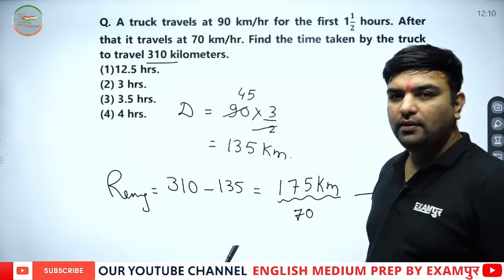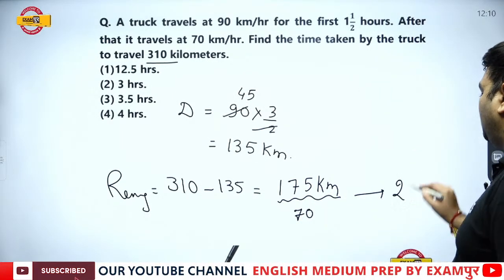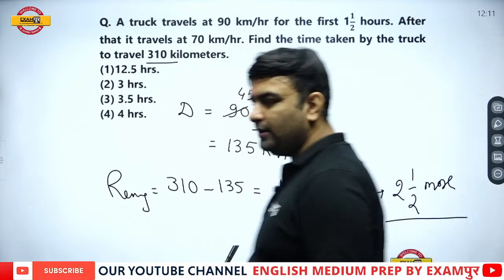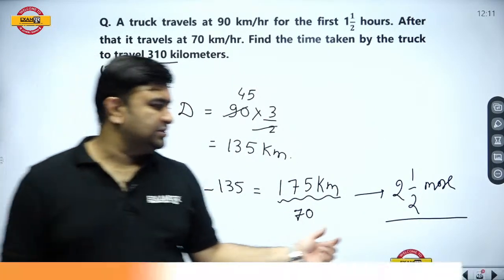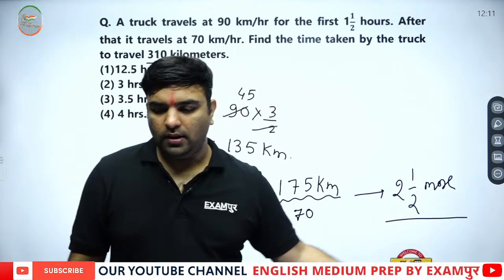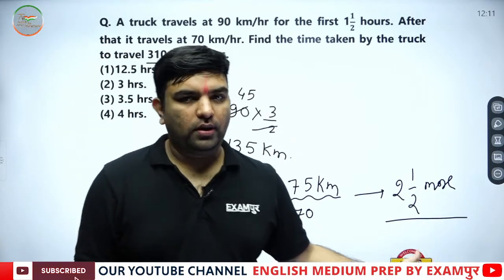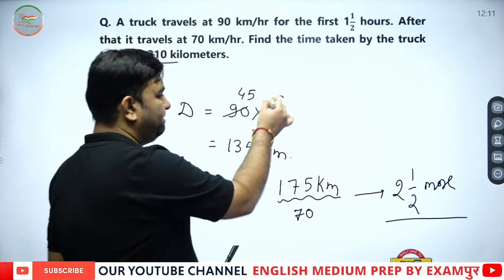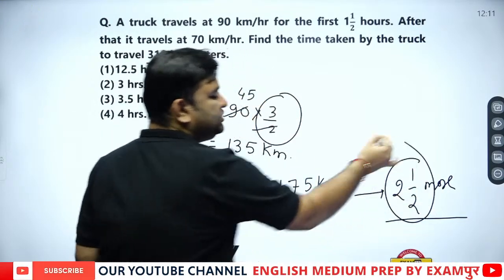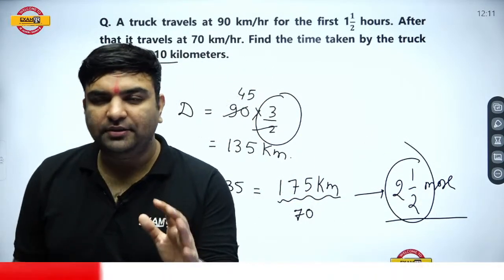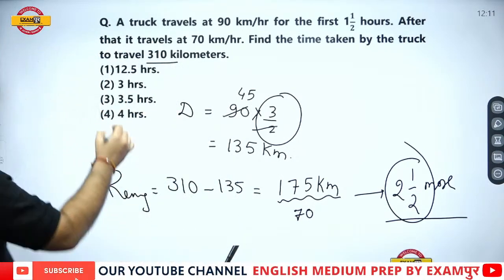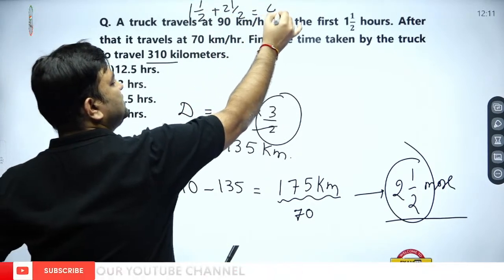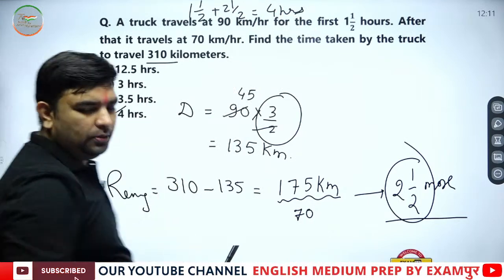70 to 140. After that 35. So 2.5 hour more. But be careful in answering it. So 2.5 hour more, and an initial 1.5 hour. What is the total time taken, guys? It's 1.5 plus 2.5, 4 hours. If it is clear, do let me know.